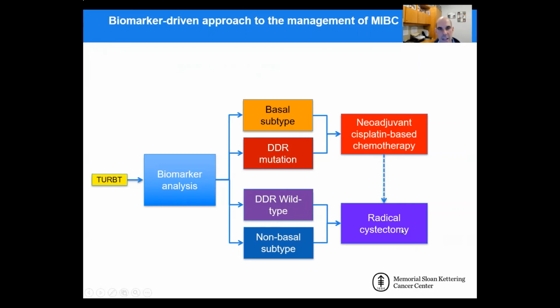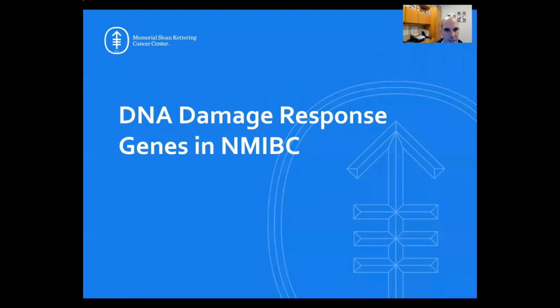Again, I emphasize that none of these have necessarily been proven prospectively, and so these are for clinical trial purposes only. I don't think that either the molecular subtypes or DNA damage repair gene status should be guiding current patient management, and we should be enrolling these patients in clinical trials so we could further advance the field. I just wanted to highlight some of the ongoing ideas or concepts that are on the cusp of becoming clinical trials. So what about DNA damage repair genes within non-muscle invasive bladder cancer?